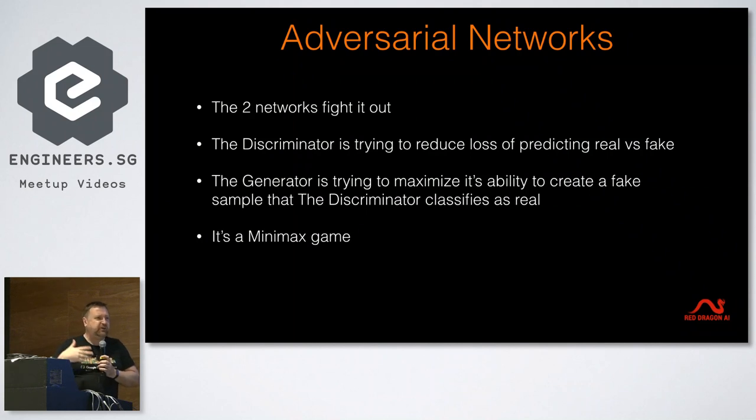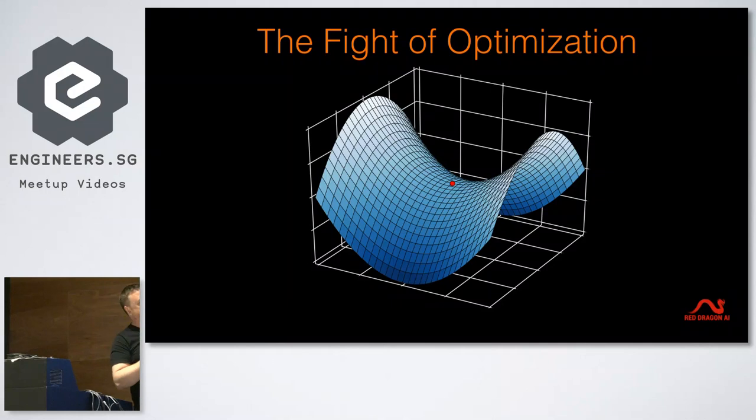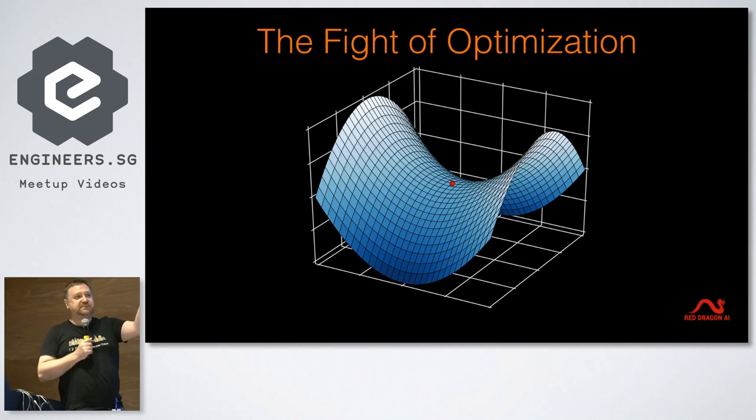For those of you who know a little bit more, it's what we call a minimax game, where we're trying to optimize. And this is a good example of what we're trying to do: we're trying to optimize this saddle point. And we want to be right on that point of the saddle where it's 0.5. Where we've got our generator being able to fool the discriminator 50% of the time, and the discriminator being able to detect the fake copies 50% of the time. So that's the ideal.